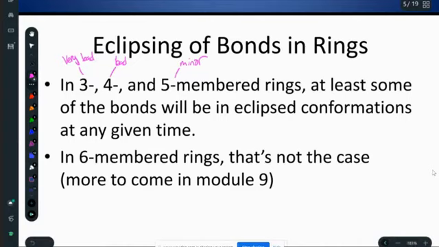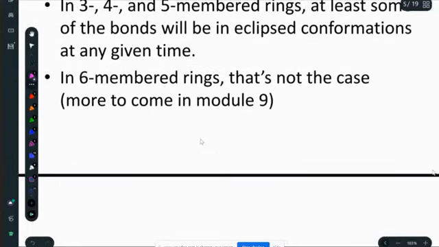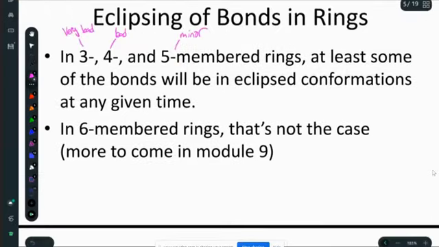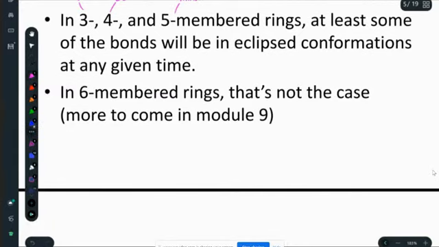In six-membered rings, there'll be a whole module on this, module 9, that will talk about what happens in six-membered rings and their conformations. So the bottom line that I want you to take away is that three and four-membered rings have a lot of strain.